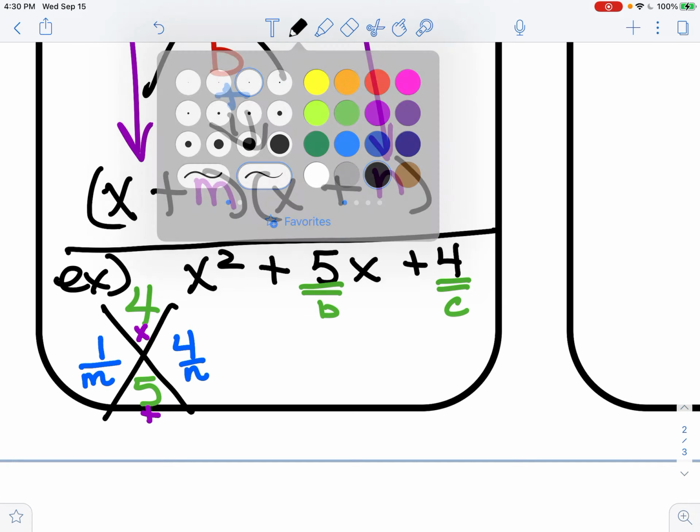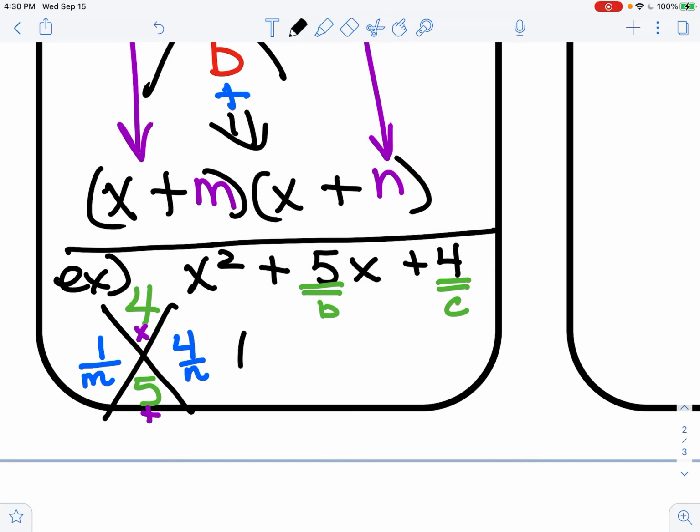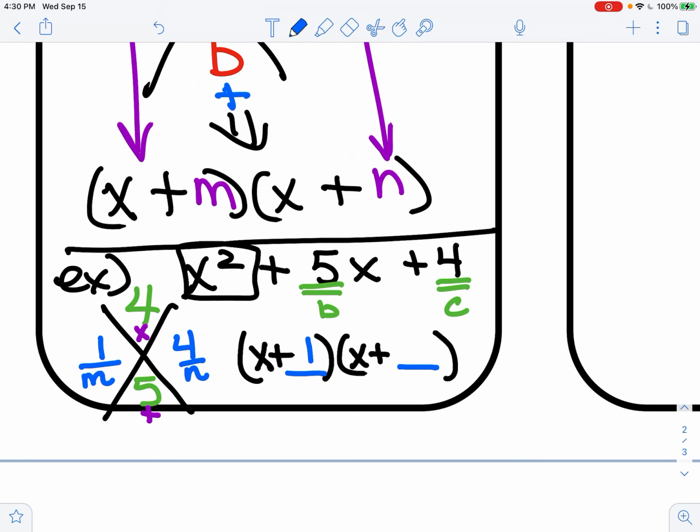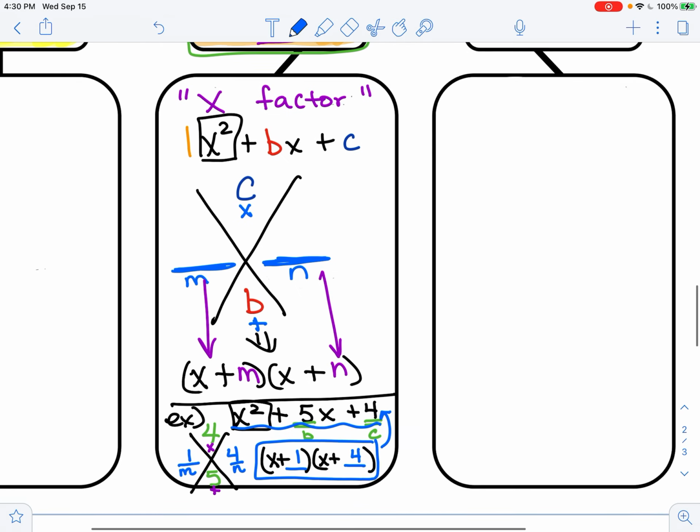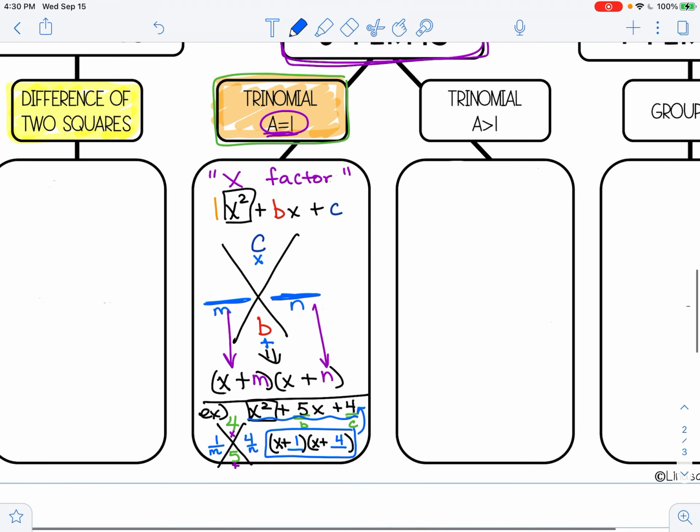So once I have m and n, I'm going to plug these in here. I know x squared comes from x times x, and then I'm going to put m here, which is 1, and n is 4 here. So if I were to FOIL that back out, I would get back to this original equation. Okay? So let's use what we just learned about factoring a trinomial with an a value of 1 using our process called x factor, and let's use that in our example.